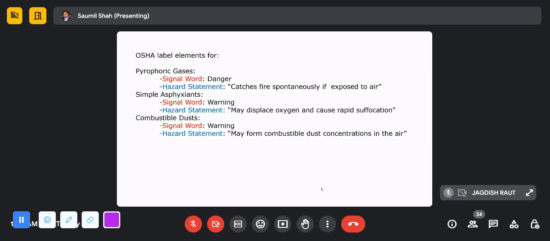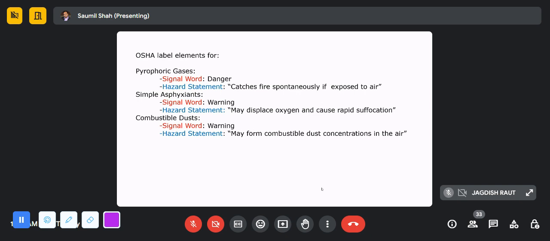OSHA label elements for pyrophoric gases: signal word "Danger", hazard statement "Catches fire spontaneously if exposed to air." Pyrophoric gases spontaneously ignite in the atmosphere without a source of ignition. For example, if you have a sulfur-based catalyst in your industry and you leave it open in summer, it will automatically ignite. So it is called the pyrophoric nature of a chemical. Whenever a pyrophoric material is stored, the signal word is "Danger", and the hazard statement is "Catches fire spontaneously if exposed to air."